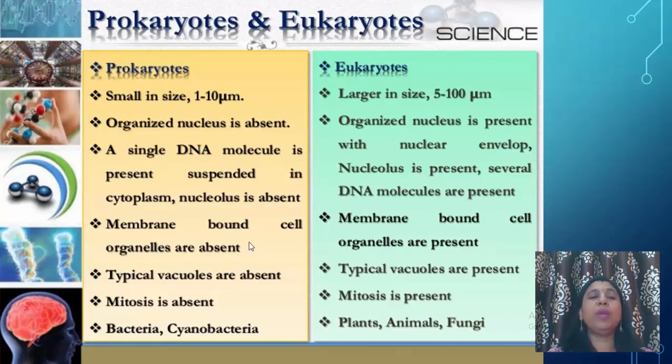In prokaryotes, membrane-bound cell organelles are absent, whereas membrane-bound cell organelles are present in eukaryotes. In prokaryotes, vacuoles are absent, whereas in eukaryotes, vacuoles are present. In prokaryotes, mitosis is absent. It is the division of cell, whereas in eukaryotes, mitosis is present. Examples of prokaryotes are bacteria, cyanobacteria, whereas examples of eukaryotes are plants, animals, and fungi.